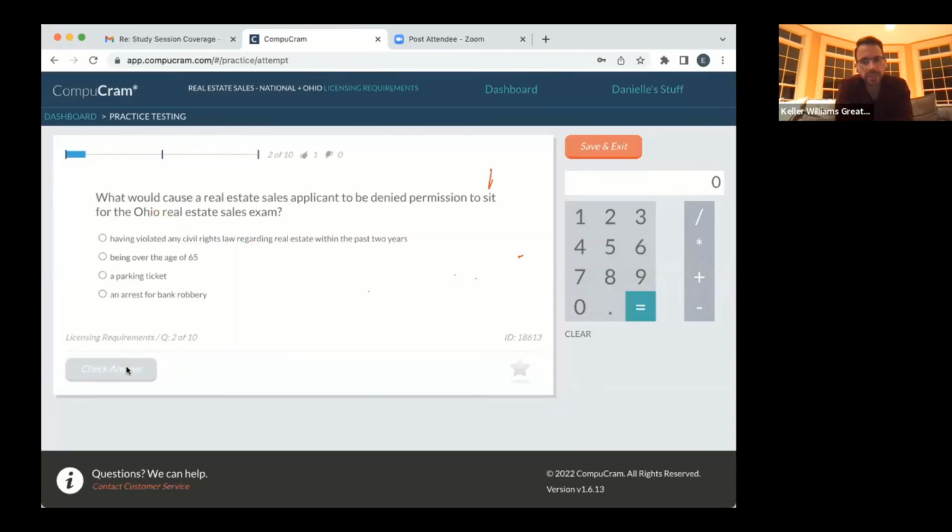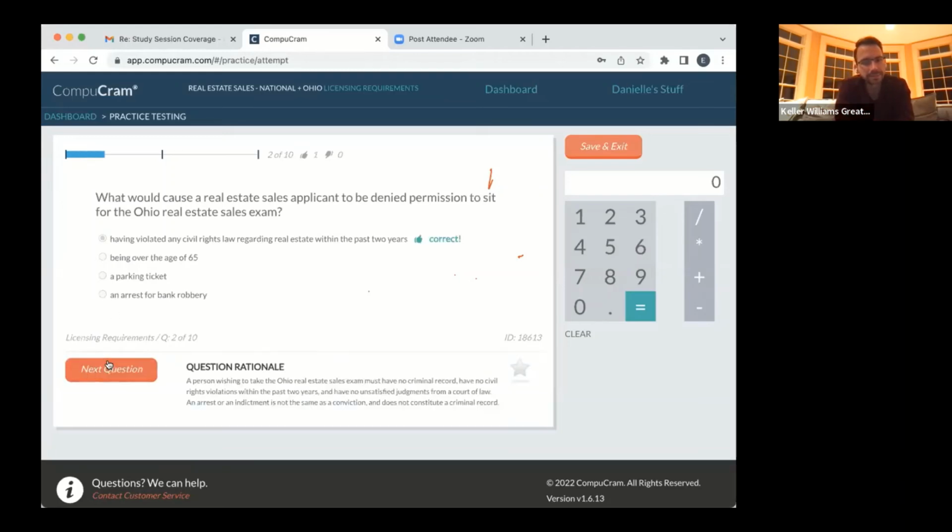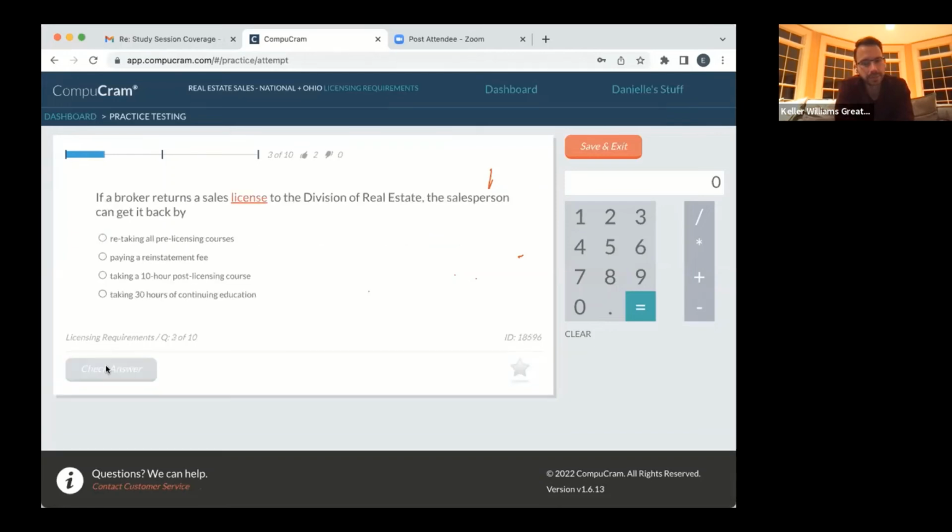What would cause a real estate sales applicant to be denied permission to sit for an Ohio real estate exam? A, having violated any civil rights law regarding real estate within the past 2 years. B, being over 65. C, parking ticket. Or D, an arrest for a bank robbery. A is correct. Looks like we all got it.